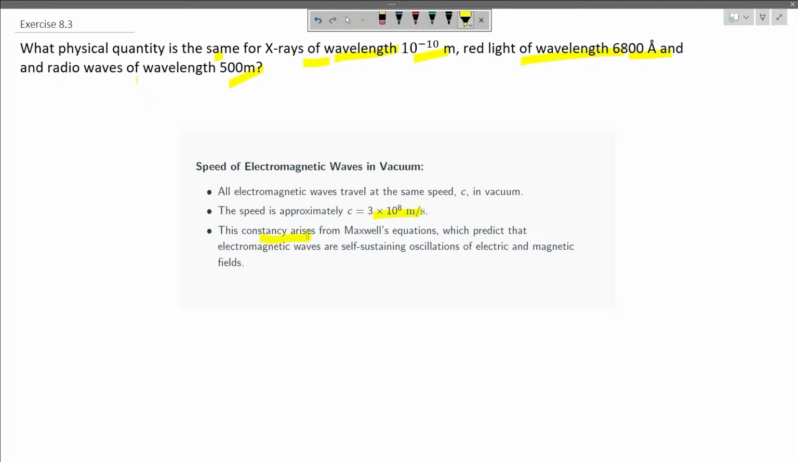Now this constancy arises from the Maxwell equations, which predict that electromagnetic waves are self-sustaining oscillations of electric and magnetic fields. We also know that c, the speed of the electromagnetic wave, is equal to frequency times lambda. So this speed is going to be the same. What changes is the wavelength or the frequency.